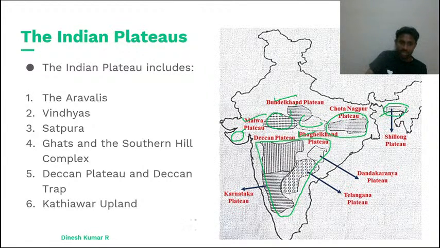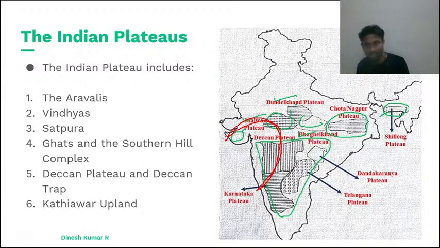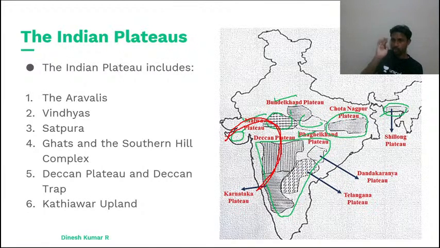Now here, what is my Deccan Trap region where I get black soil? Let me just show you this belt. So this is the belt where I get black soil region in the country. So I hope this much division is very much clear. Now I will just show you one more division. Okay, what is that one more division?